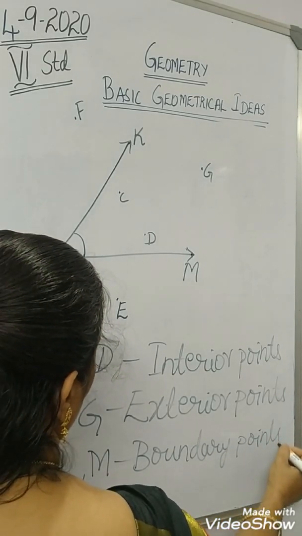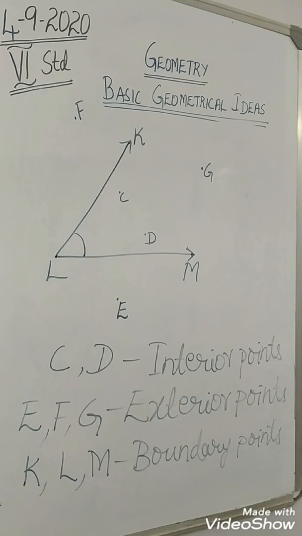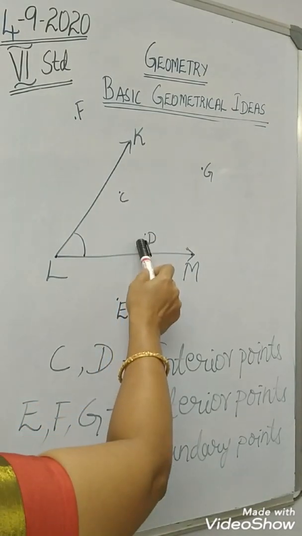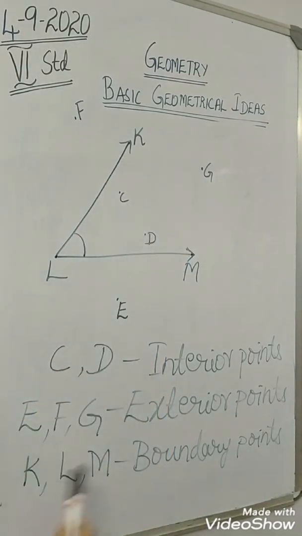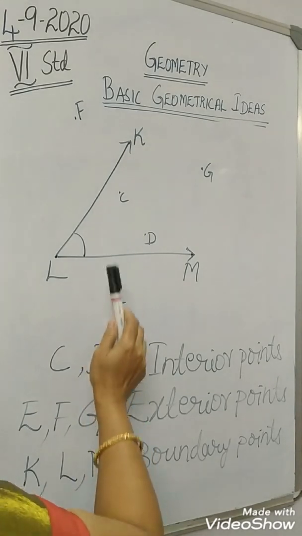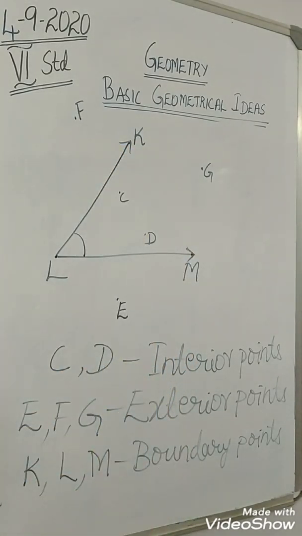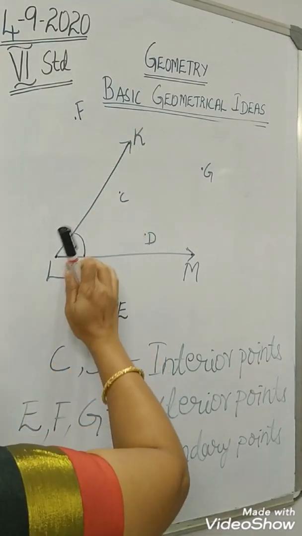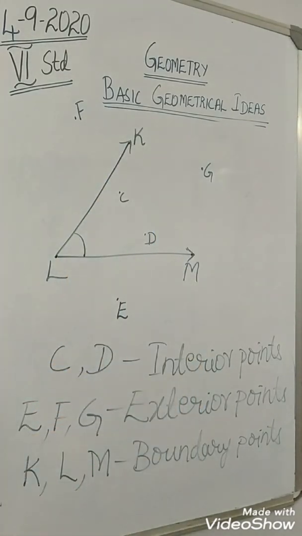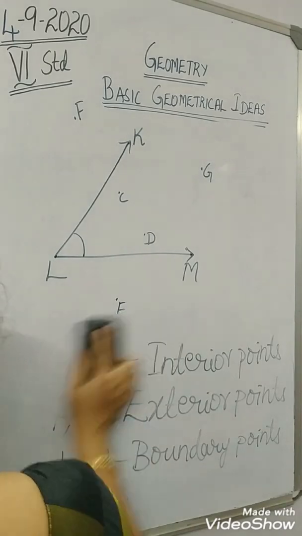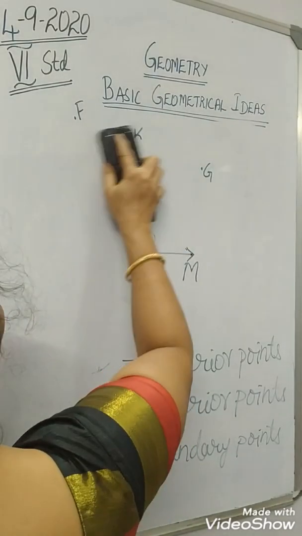Okay, children? Did you understand? Now, here we have learned the position in an angle. See here, the points which are inside the angle are called interior points. The points which are outside the angle, they are called exterior points, and the points which are on the line or on the boundary, they are called boundary points. Yes? Now, we'll move on to the next topic.